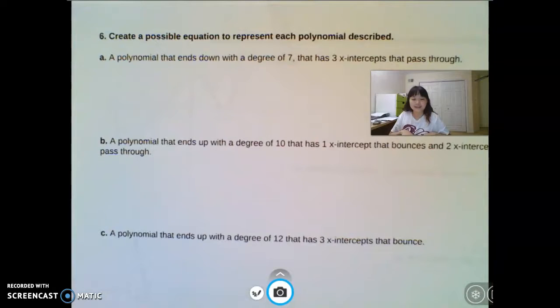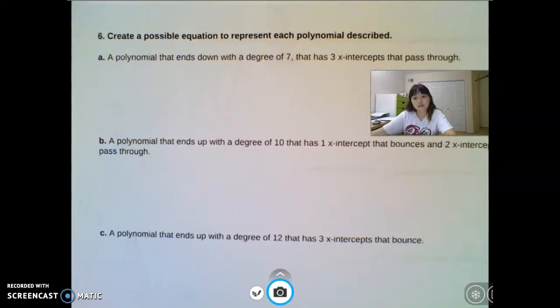This is the last one. This is the last one for Learning Target 5. So it's Learning Target 5, Part 5. We're writing an equation from a description. So I personally like this better than writing an equation from a graph. The only thing you have to be careful about is multiplicity.